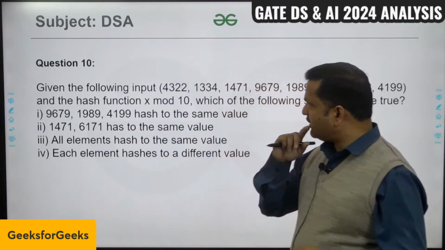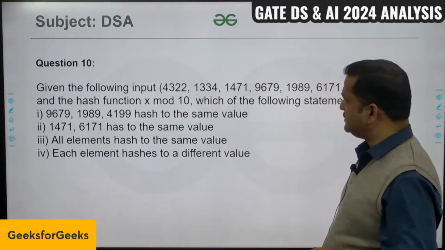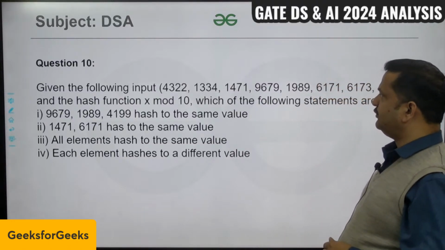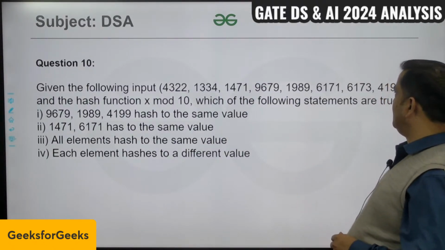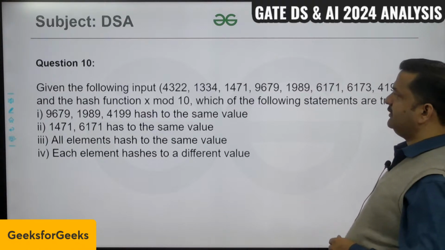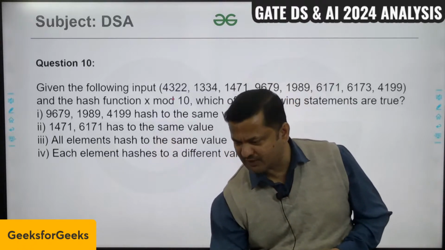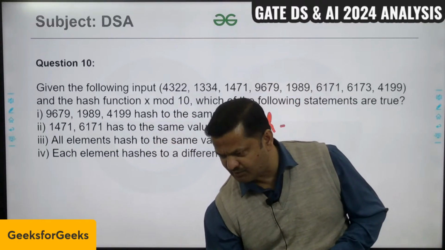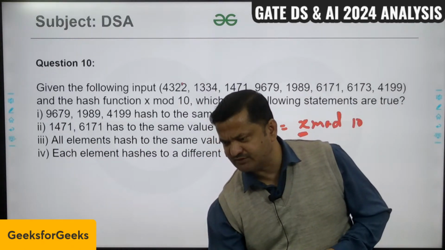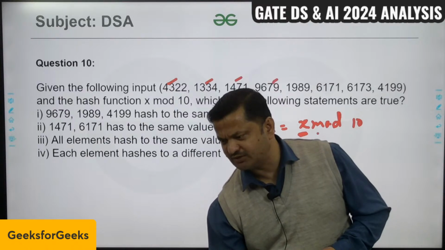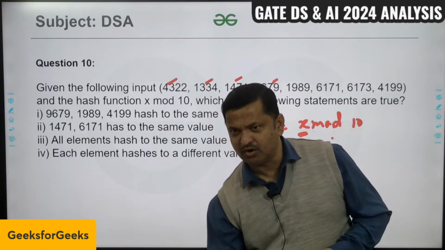All right. Now come to this particular question, question number 10. The given input sequence is 4322, 1334, 1471, 9679, 1989, 6171, 6173, 4199. And the hash function is given as x mod 10. So the hash value can be computed as x mod 10. Now x is simply to be replaced with these values. Once we replace x with the given value, we'll compute the mod operation.